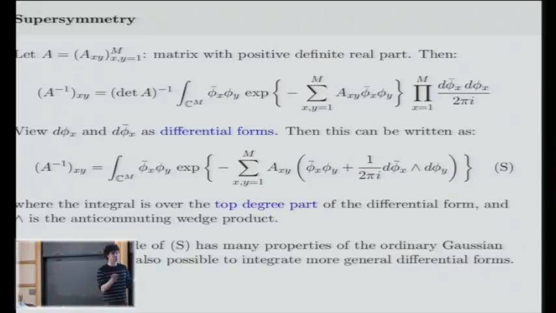So by this I mean view them as differential forms. Then you can write this expression, which is to be interpreted as expanding out the differential form part. And what you obtain at the end is a differential form. And if you remember your calculus course, then differential forms make sense to integrate if they have top degree. So you only integrate the top degree here. And this is the same. So nothing has happened, but the determinant has disappeared.